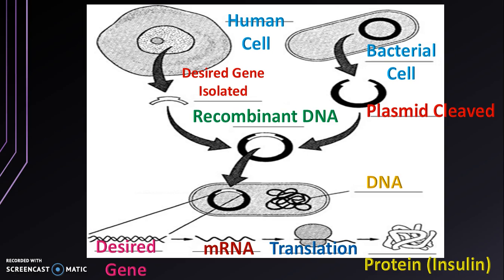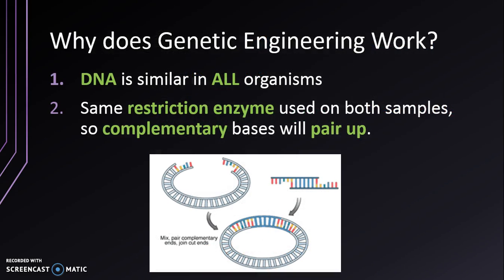So that's genetic engineering. Now, why is it possible for genetic engineering to work? Well, DNA is similar in all organisms. It's all double-stranded, and they have the same 4 nitrogen bases. That's the first thing. The second thing is that the same restriction enzyme was used on both samples to get the desired gene and also to open the vector, and in this case, the plasmid.